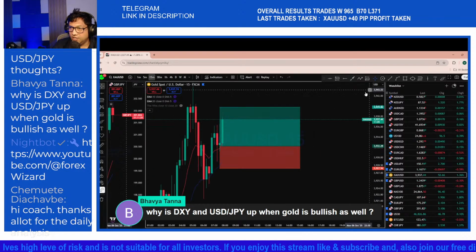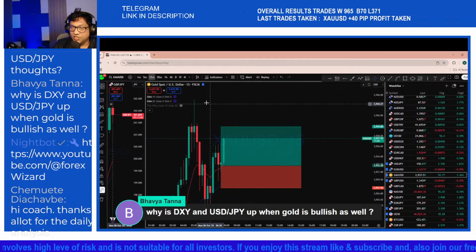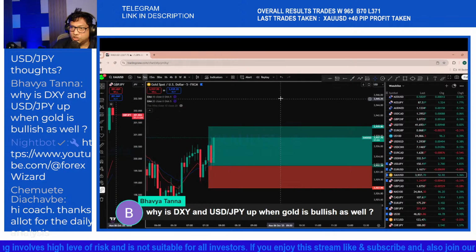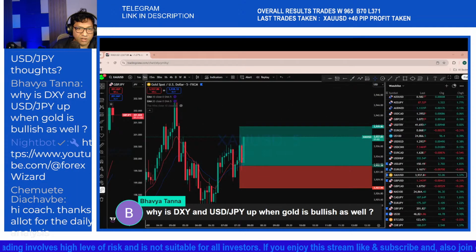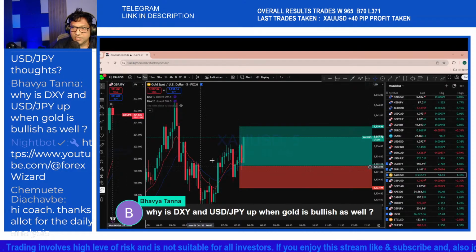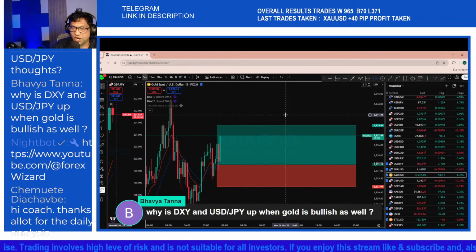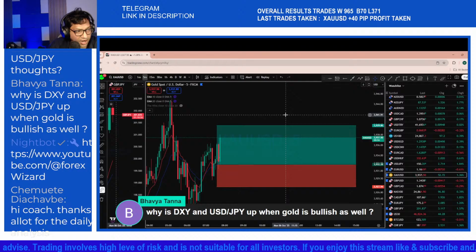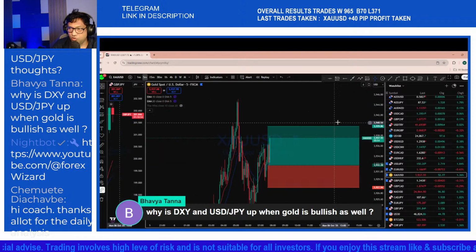Now you can see that it's maintaining that uptrend, and there's an imbalance here on gold, and we could see the price go ahead and fill that imbalance, which is showing the market potentially going ahead and creating a new higher high here.